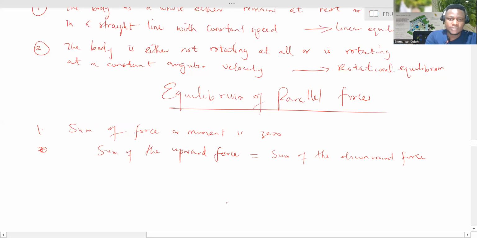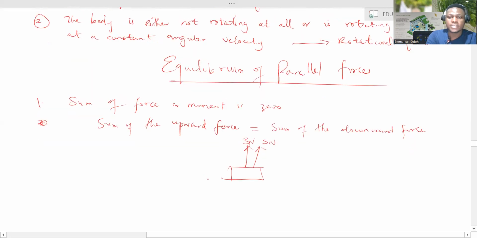Very, very important. So let's say if you have an object in equilibrium, if you have two forces, 3 Newton and let me say 5 Newton, for it to be in equilibrium, you must have a downward force, which is 8 Newton, to keep this body in equilibrium.